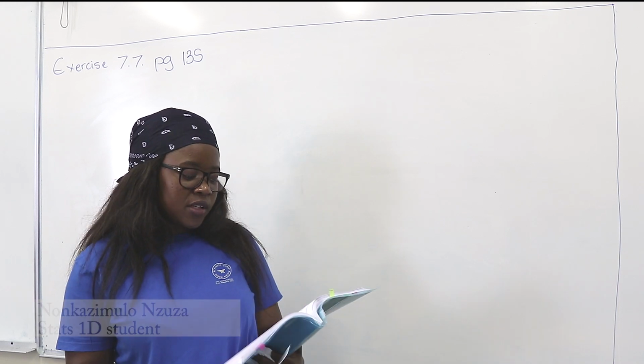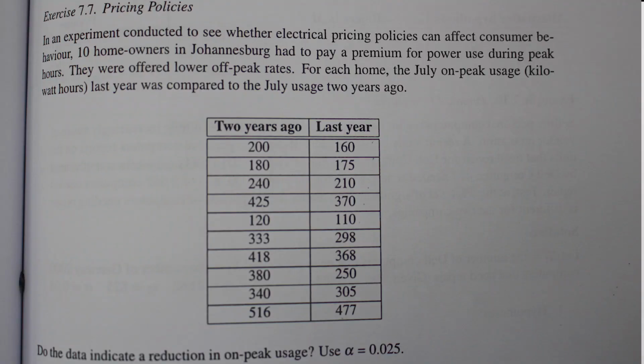It reads as follows. In an experiment conducted to see whether electrical pricing policies can affect consumer behavior, 10 homeowners in Johannesburg had to pay a premium for power use during peak hours. They were offered lower off-peak rates. For each home, the July on-peak usage in kilowatt hours last year was compared to the July usage 2 years ago. Do the data indicate a reduction in on-peak usage? Use alpha is equal to 0,025.